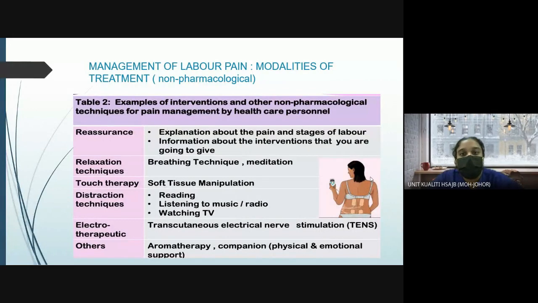So, management of labor pain modalities of treatment. This is for non-pharmacological. According to this, what we can provide for the patients is reassurance. We can explain to them regarding the pain and stages of labor, information about the interventions that you are going to give, relaxation techniques by breathing technique or meditation, touch therapy by soft tissue manipulation, distraction techniques like reading, listening to music, watching TV, electrotherapeutic, transcutaneous electrical nerve stimulation, or others like aromatherapy and companion physical or emotional support.